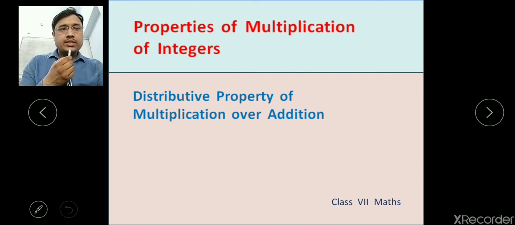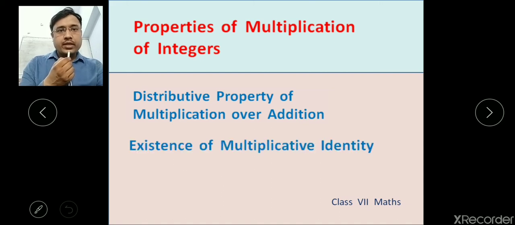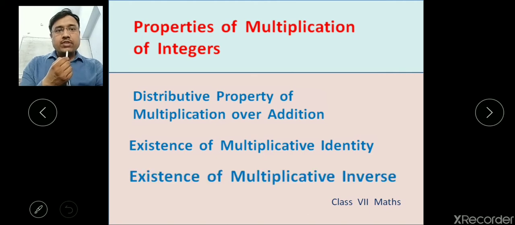So we have these properties that we have to understand: distributive property of multiplication over addition, then existence of multiplicative identity, then you have to see existence of multiplicative inverse. Together with this you have to understand property of zero also. So these are some of the remaining multiplication properties of integers. Based on that you can solve exercise 1b easily.